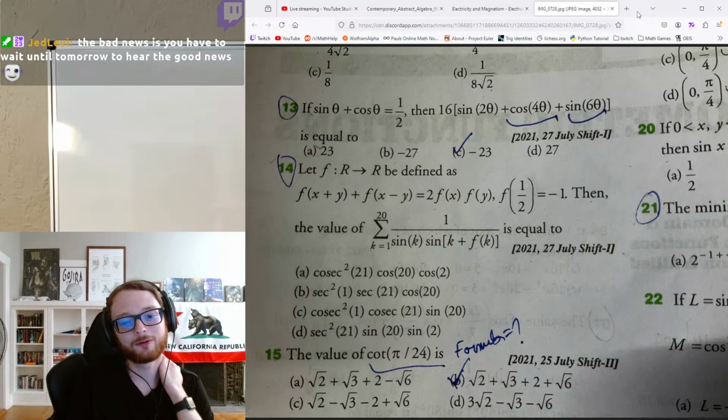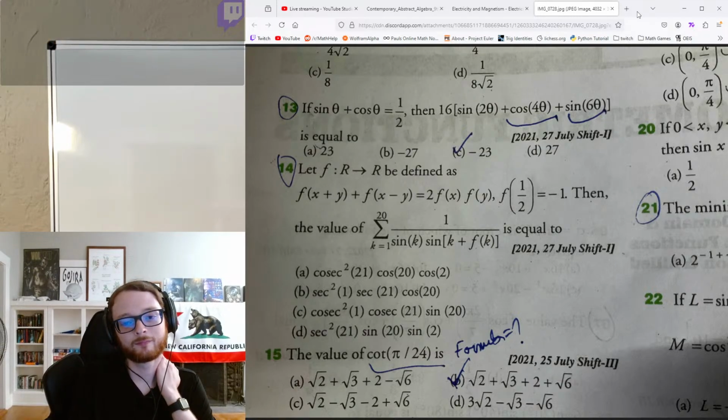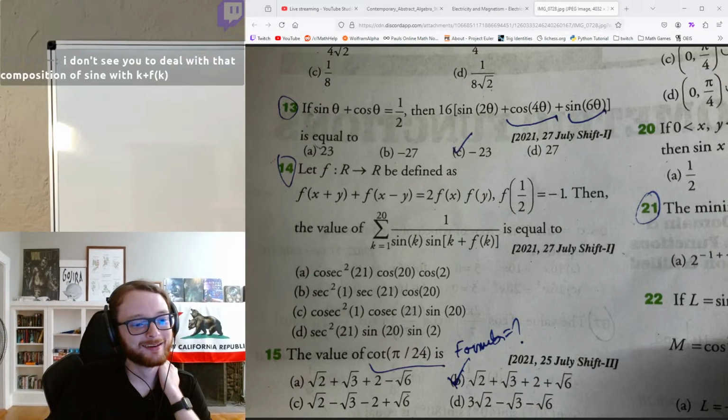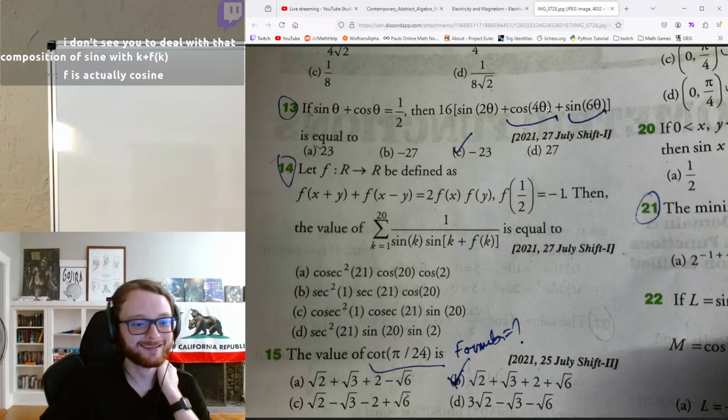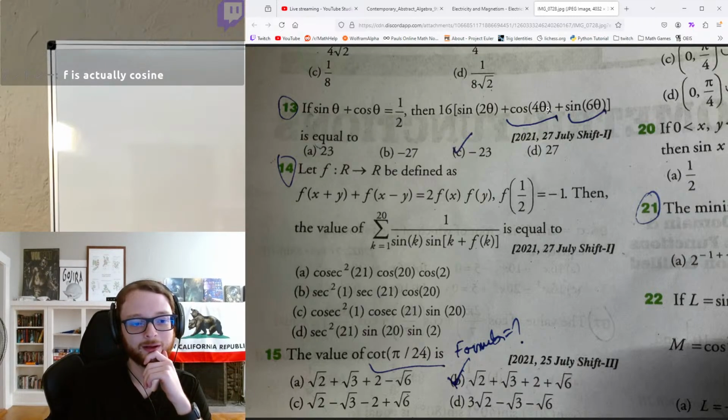How well do you do 14? I thought Zach found that function f is like cosine 2 pi k. Oh, I see. Now I'm hyped. F is actually cosine. Okay, yeah, so did you figure that out just now, Anders, or is that from seeing Zach's stream? Because I saw that he figured out it was cosine. I don't think I looked at how though.